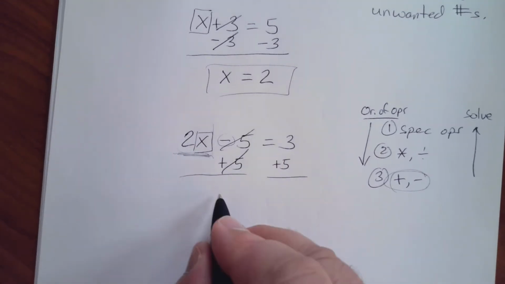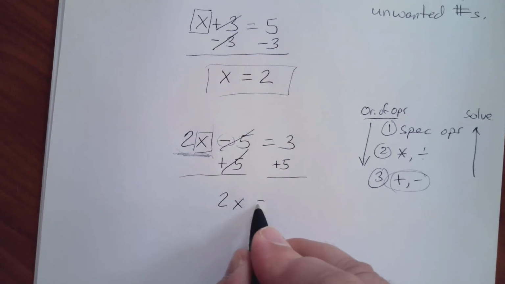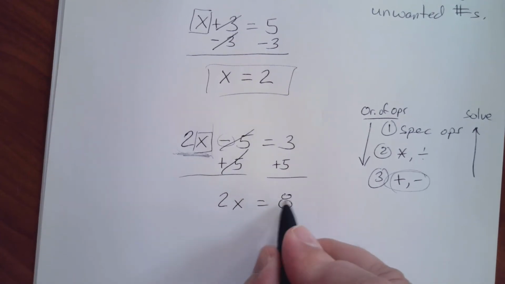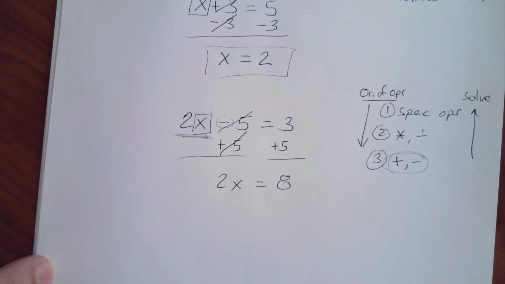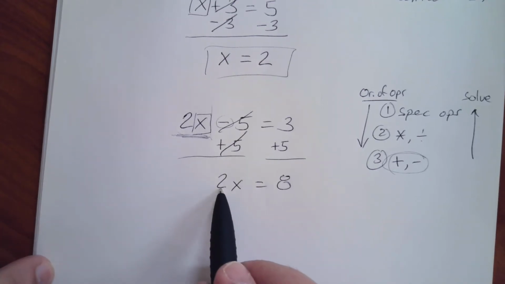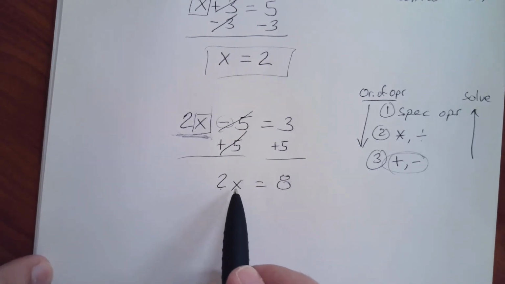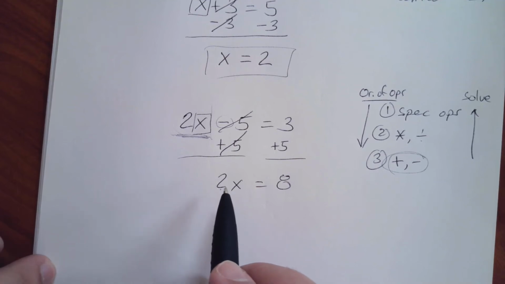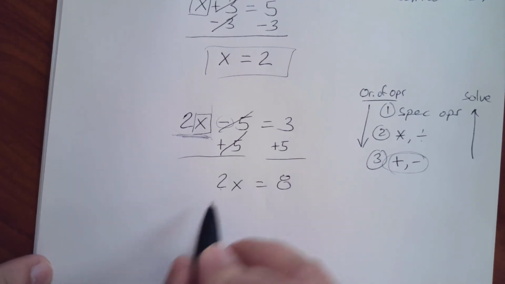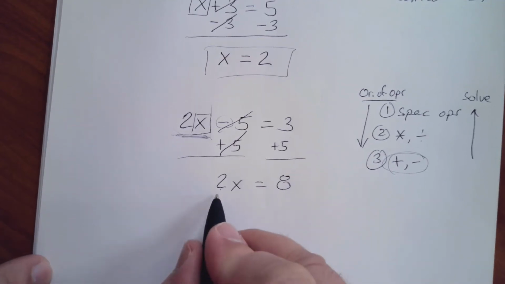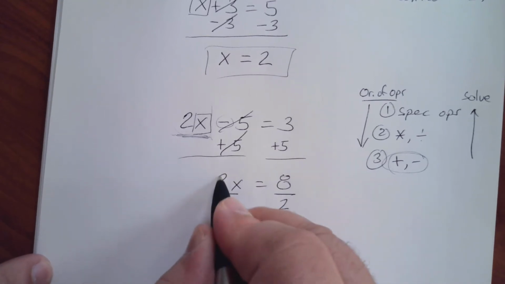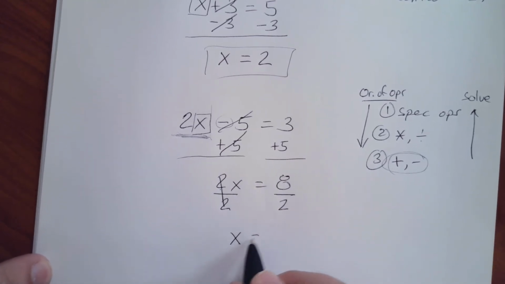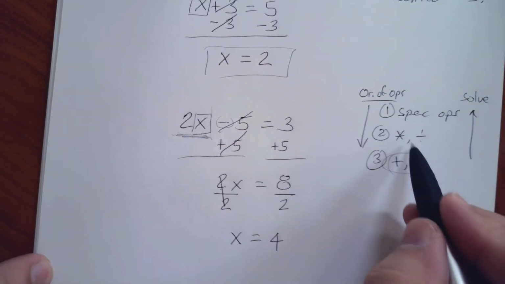Those cancel. 3 plus 5 is 8. This is 2 times x, right? What's the opposite of times? Divide. So we have to divide by what? We divide by 2, both sides. 8 divided by 2 is 4. So we got rid of the multiplication.